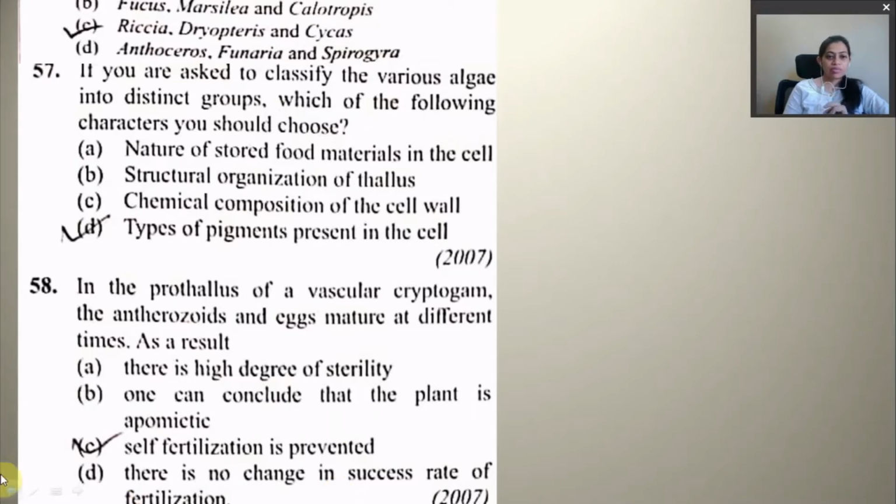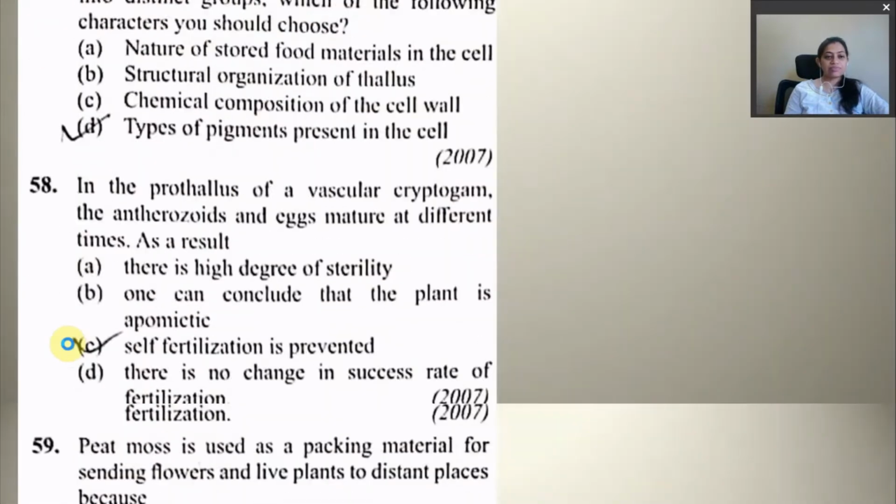Next question is, in the prothallus of the vascular cryptogam, the antherozoids and eggs mature at different times. As a result, what happens when these antherozoids and eggs mature at different times? There is a high degree of sterility. No. One can conclude that the plant is apomictic. No, it is not right. Self-fertilization is prevented, right? Because in the same plant antherozoids and eggs mature at different times. So this is mainly for self-fertilization prevention. Now there is no change in success rate of fertilization, so the right answer will be C.